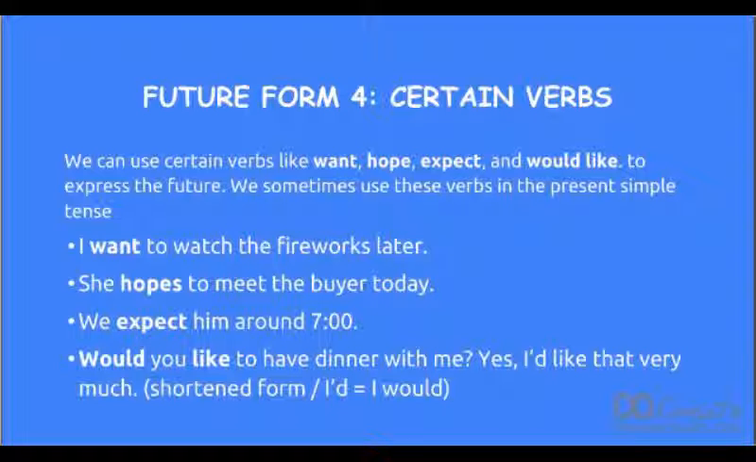We expect him around 7 o'clock. Would you like to have dinner with me? Yes, I'd like that very much.